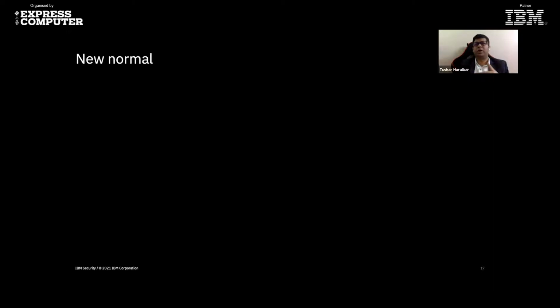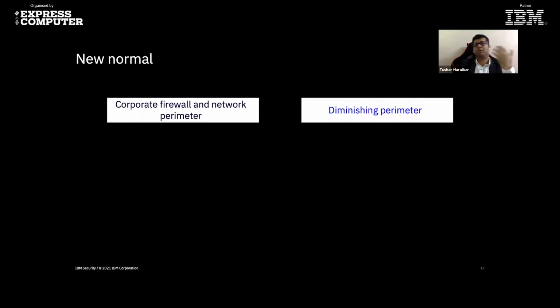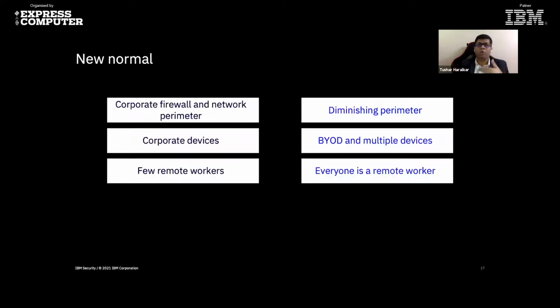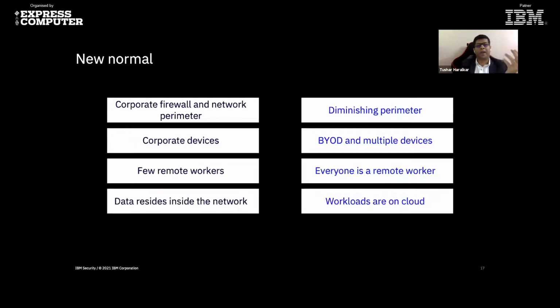And then, of course, the new normal, right? That adds to the new normal, where there is no perimeter now, right? As I mentioned in my earlier slide, the perimeter is diminishing, and identity is eventually becoming the new perimeter. We are no more coming only from corporate devices. There are multiple devices through which employees and customers are coming, right? It could be their own device. And there are no more only a few remote workers. Now most of us are working from anywhere. And data does not reside inside the network now, right?